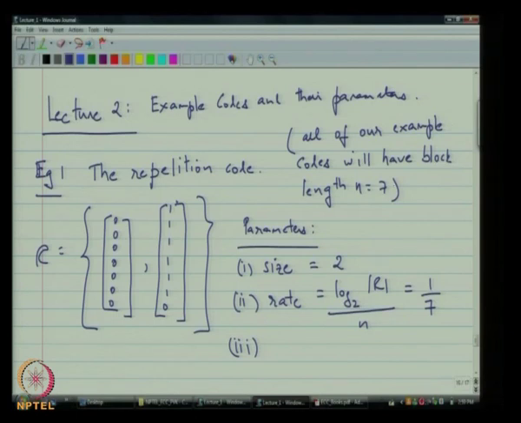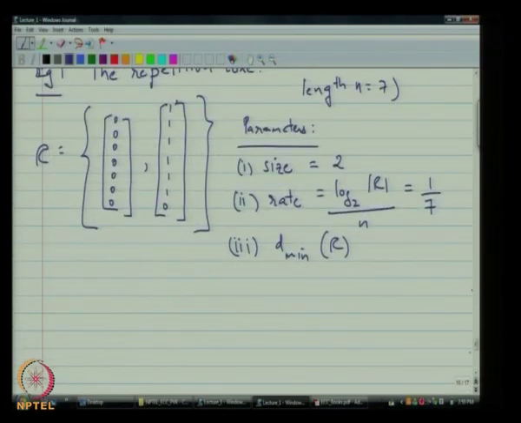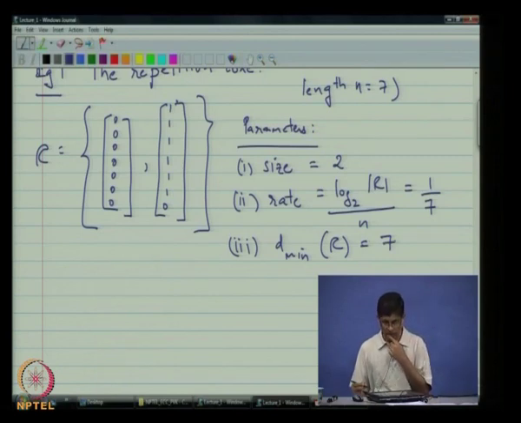So, the last parameter is the minimum distance of the code, that is what is the minimum spacing between a pair of distinct code words in the code, and you can see in this case that the minimum distance is 7, right.